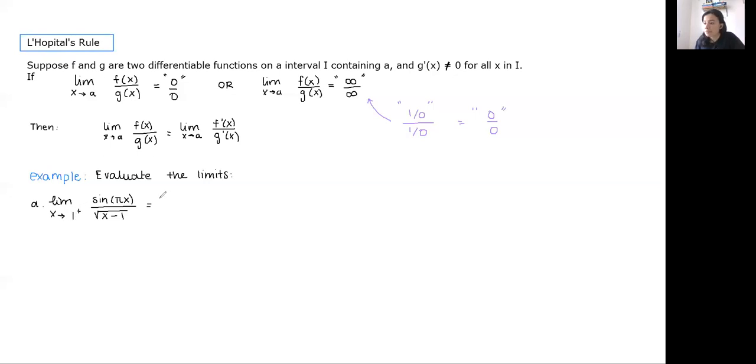So by plugging in, by just substituting directly into the limit, we're going to get that this is the same as sine of pi divided by square root of 1 minus 1. Maybe 1 plus, just so that we remember that we can actually evaluate that. Okay, again, this is not going to be a number that we can evaluate.